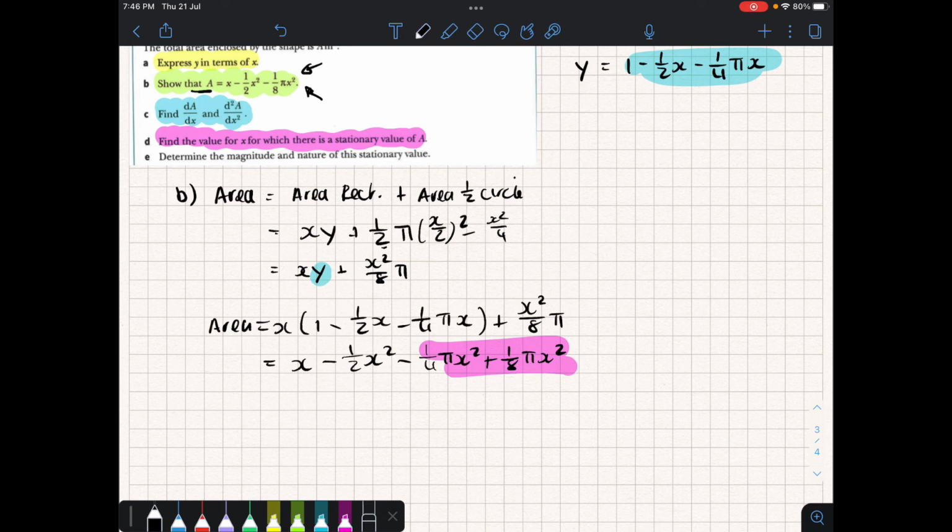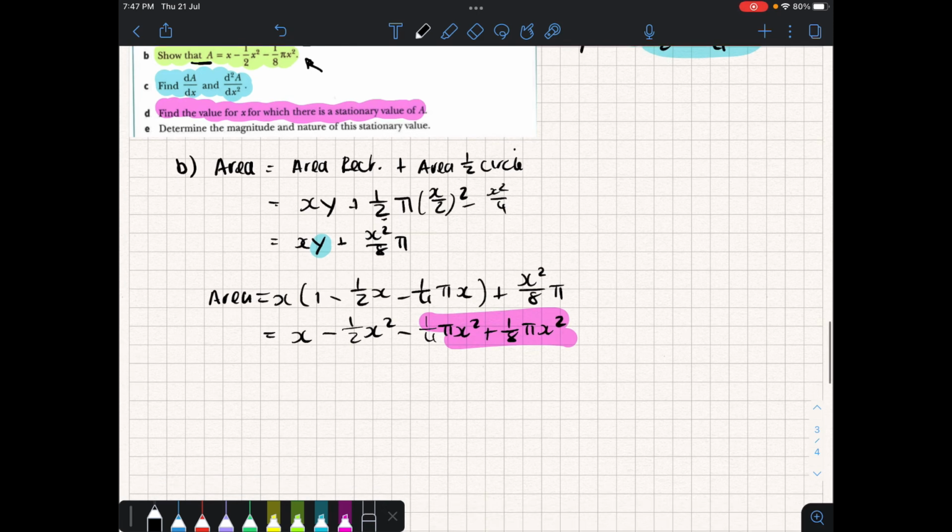All right, so that's naughty. Keep track of your negative signs. So I can simplify by adding these two together. So if I have an 8, then I subtract 1/4. Well, then I'm going to get minus an 8. And so I've arrived at what I wanted. So the area is equal to x minus 1/2 x squared minus 1/8 pi x squared, right?